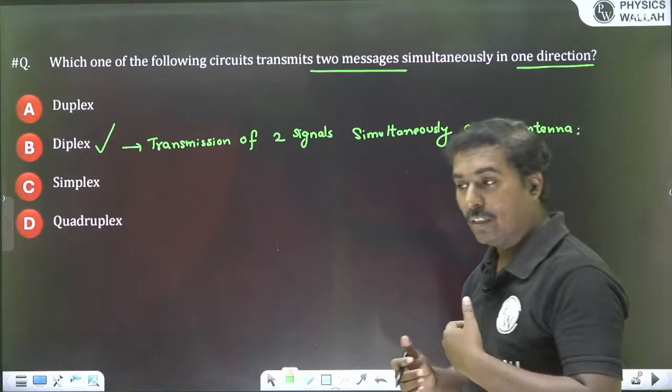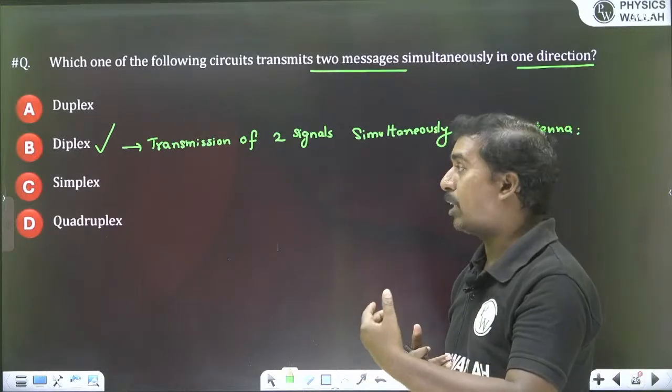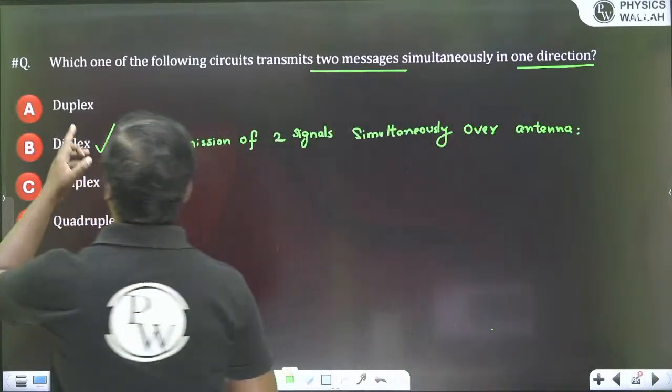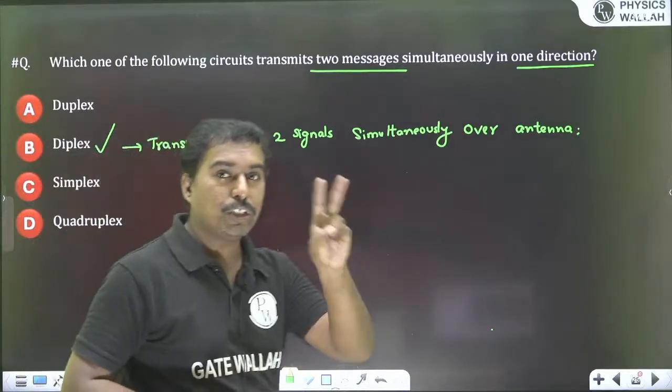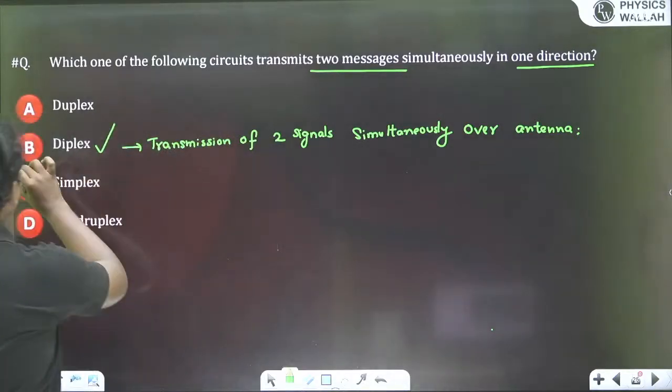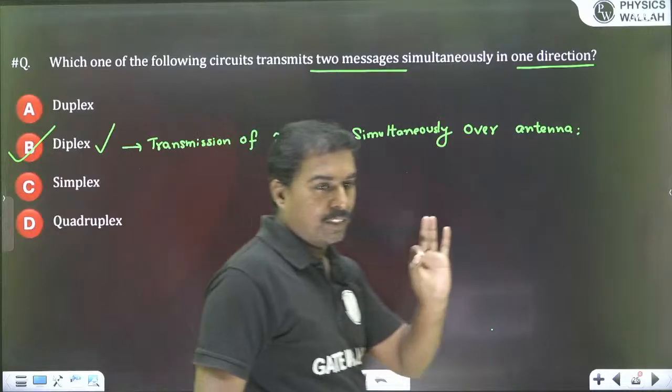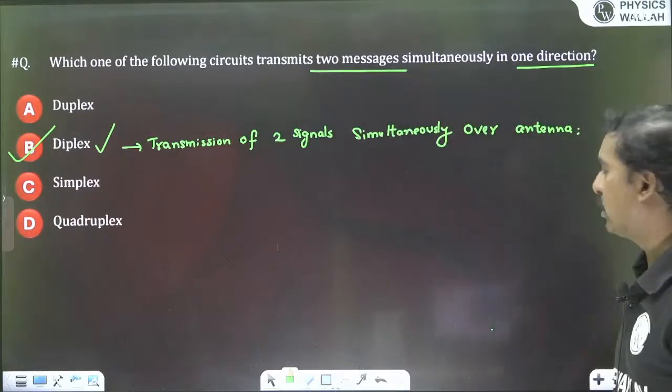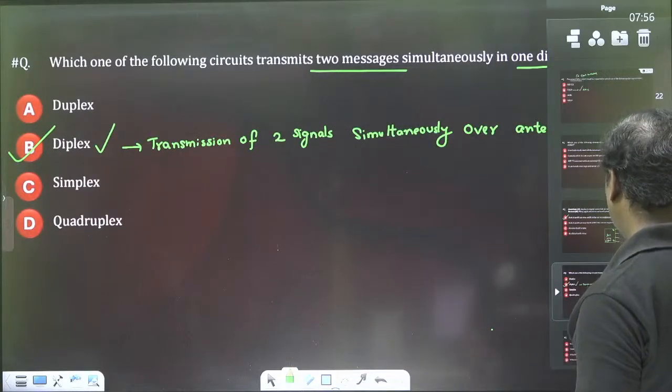He is not asking transmitting and receiving at the same time. Transmitting and receiving means you can go for duplex, but it is only transmission of two signals. Two means di. So the answer is B. Very good question. All of you are there, my dear. Option B is the right answer, my dear. Chalo, let us go for the next question.